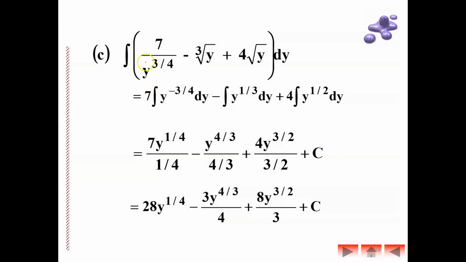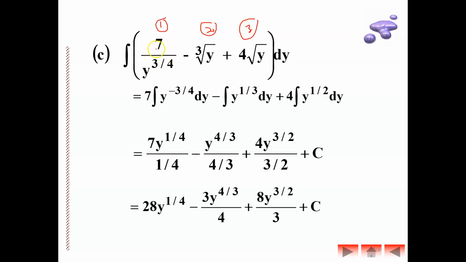Next is integration of, okay, it's a big one, this one is a mixture of fractions and then you have a third root. Okay, so don't worry, we're going to solve it one by one. Integrate 7 over y to the power of 3 over 4. So for the first part, we're going to split it into 3. This is number 1. This is number 2. This is number 3. You're going to solve it one by one.